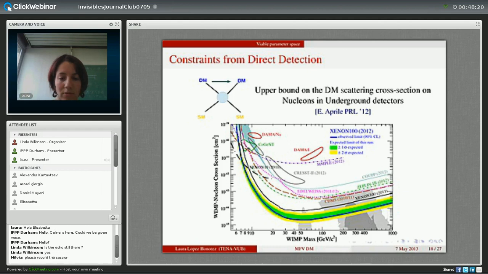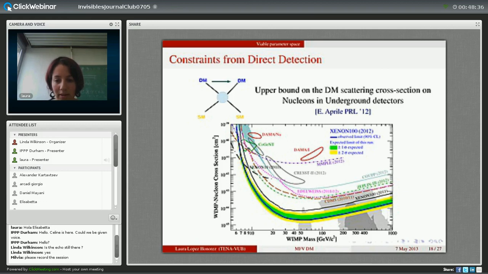Okay. Here you see that the typical scattering cross section that is excluded is something like 10⁻⁴⁴, 10⁻⁴⁵ centimeter squared for a dark matter mass around something like 50 GeV. Okay.